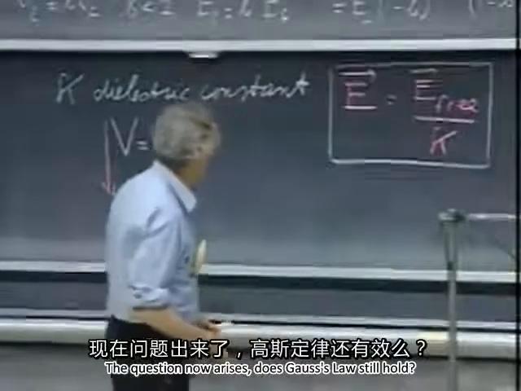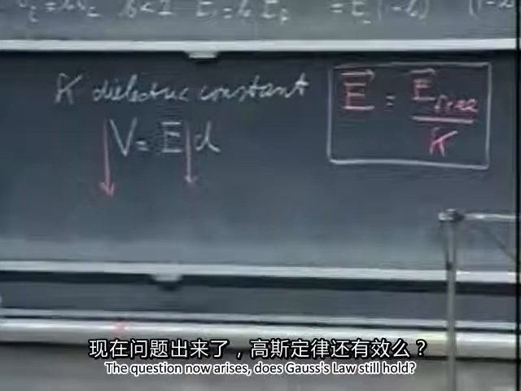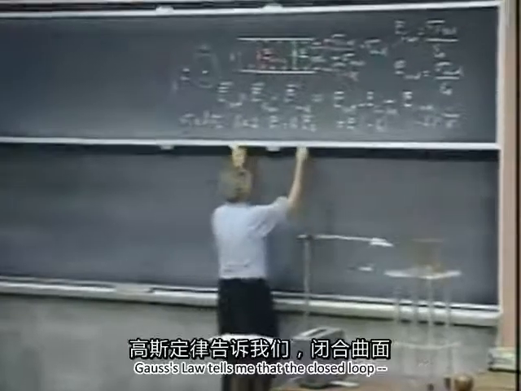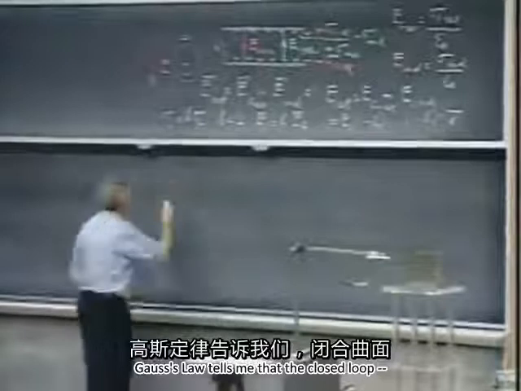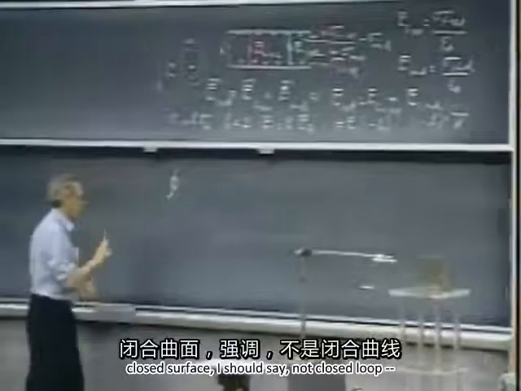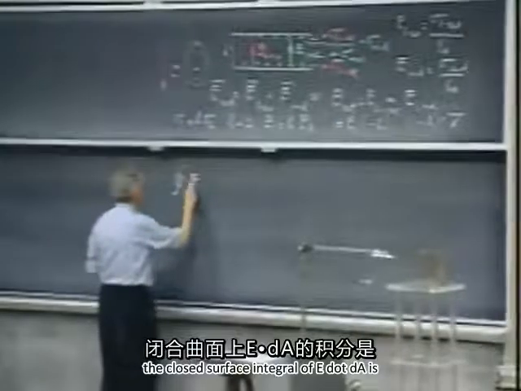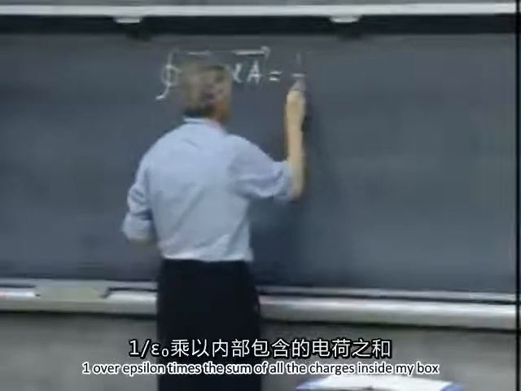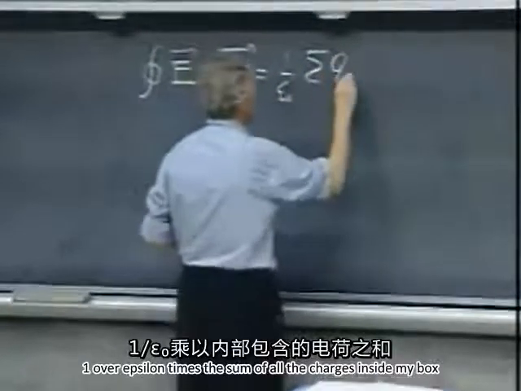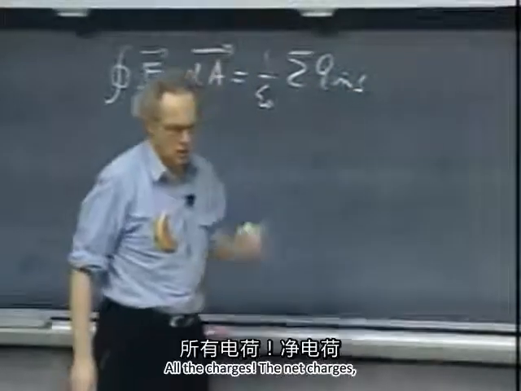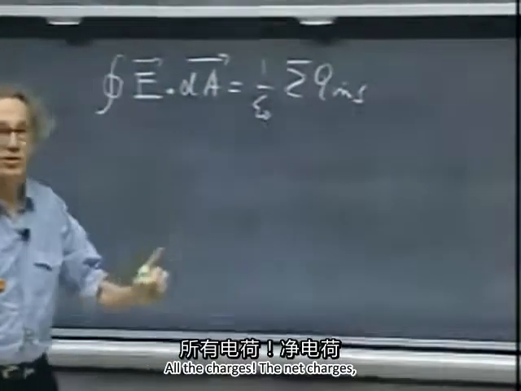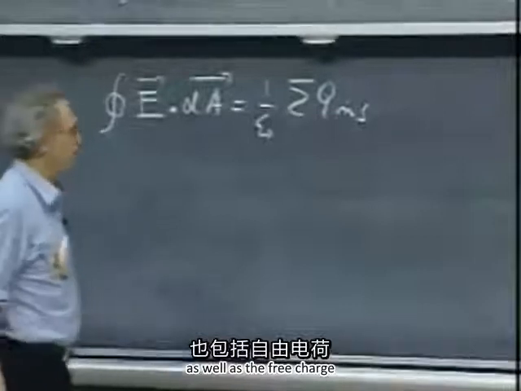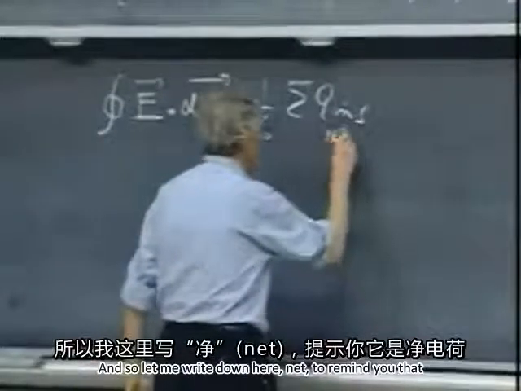The question now arises, does Gauss' law still hold? And the answer is yes, of course. Gauss' law will still hold. Gauss' law tells me that the closed surface integral of E dot dA is 1 over epsilon times the sum of all the charges inside my box. All the charges, the net charges, that must take into account both the induced charge as well as the free charge. And so let me write down here net to remind you that.